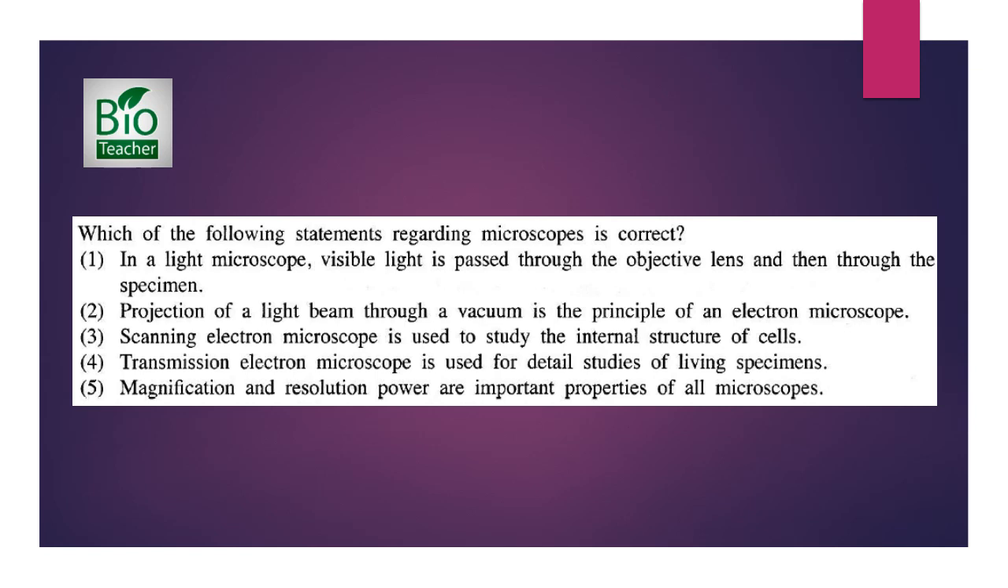First one, in a light microscope, visible light is passed through the objective lens and then through the specimen. This is wrong because initially the light passes through the specimen and then it reaches the objective lens. Second one, projection of a light beam through a vacuum is a principle of an electron microscope. This is wrong. It's because the electron microscope is utilizing an electron beam.